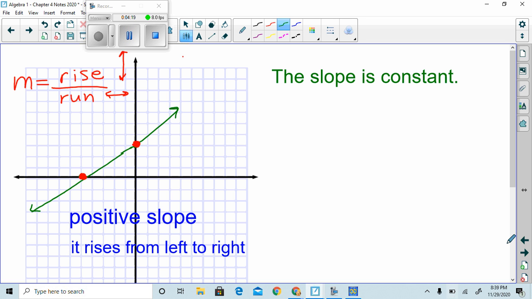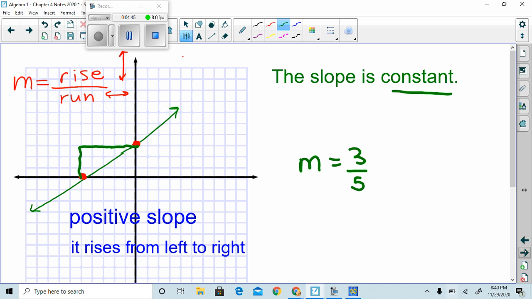So as I'm looking at this, using some of the terms from the previous slide, slope is constant, so that I can keep using that ratio to find additional points. If it's going uphill, it's positive. I'm going to count up 1, 2, 3, and over 1, 2, 3, 4, 5. So my slope is a positive 3 over 5 ratio.